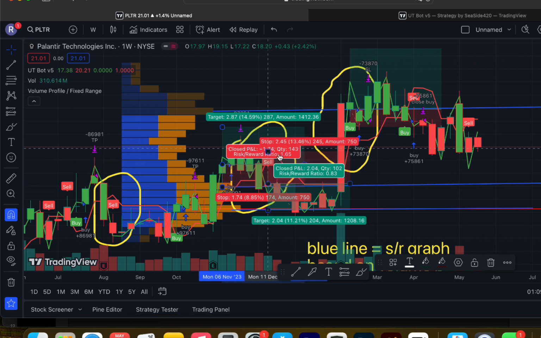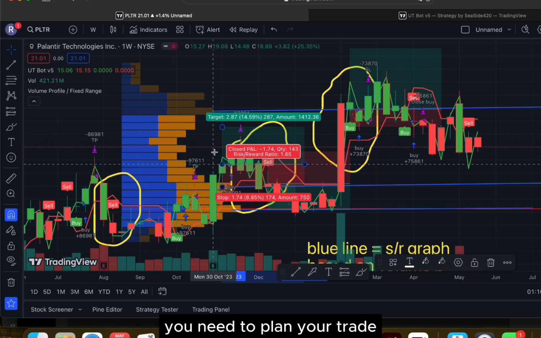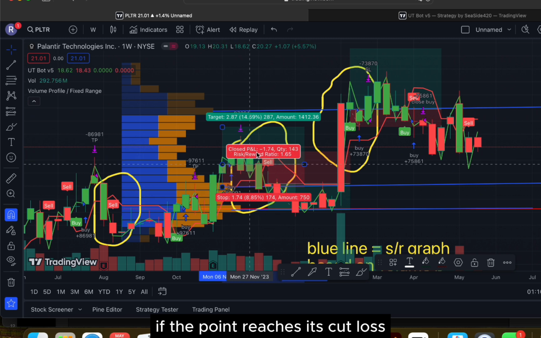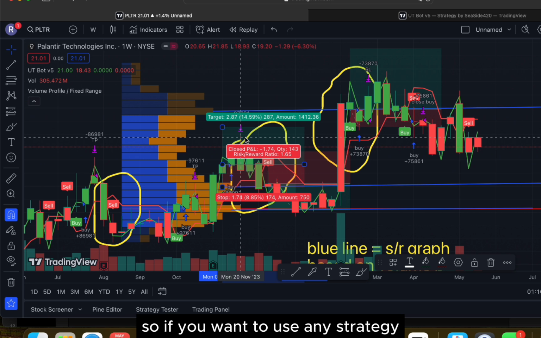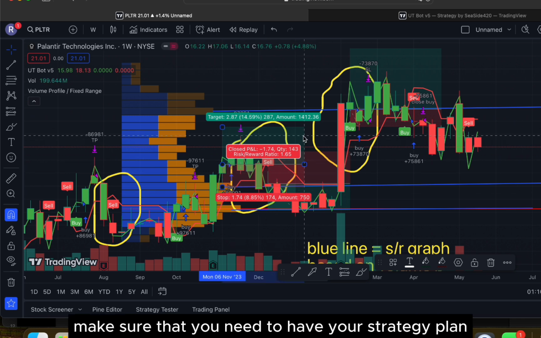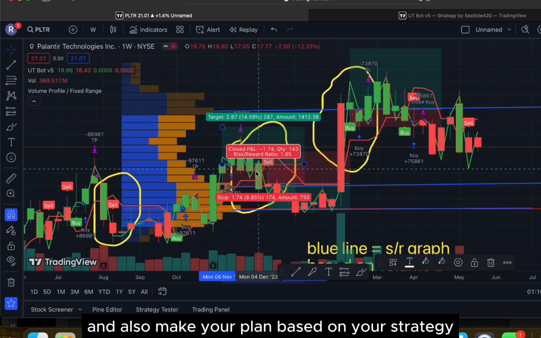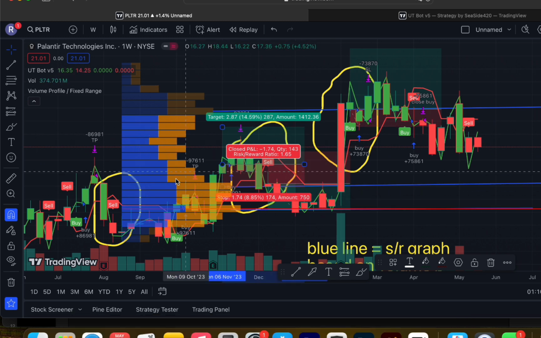For example, if the risk reward ratio is less than 1, you need to plan your trade, and also you need to obey and take responsibility if the point reaches its cut loss, and close your position or even hold on to your position. So if you want to use any strategy, make sure that you have your strategy plan, and also find out the risk reward ratio and make your plan based on your strategy. So basically that's all how you can use this indicator, and you can try it out yourself.